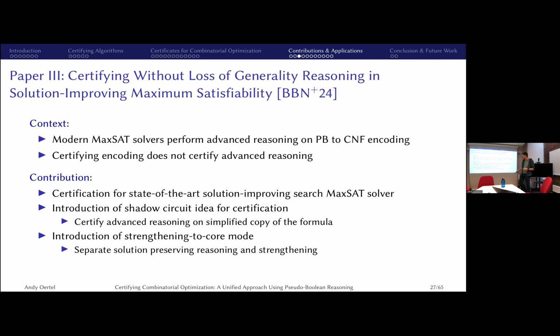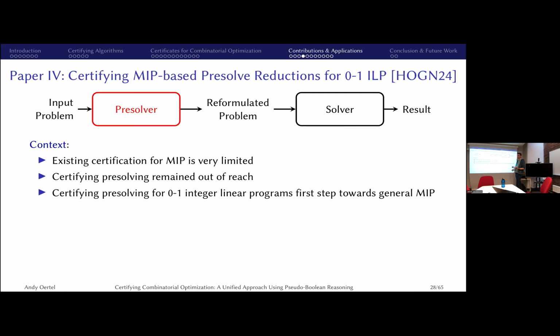Then another paper, paper 4, is about certifying mixed integer pre-solving. So this is a preprocessing technique or preprocessor. Most solvers don't solve a problem directly, but instead they give the problem first to a pre-solver or preprocessor, which massages the problem and makes it easier to solve for the main solving loop.